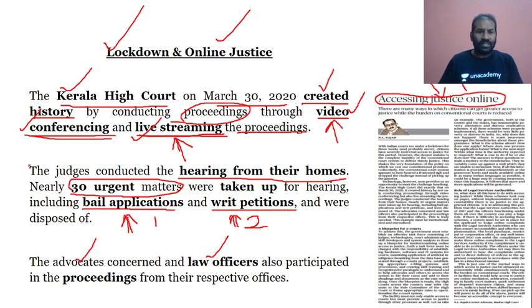So we have seen the judges sitting at their homes, and the advocates and the law officers who were all part of the proceedings from their respective offices. So the judges were working from home, and a few of them were working from their respective offices. So look at the coordination that is going on here. There are definitely reforms taking place, and the reforms happening in the Kerala High Court are definitely setting a precedent, showing that a system can be put in place by taking the example of the Kerala High Court.